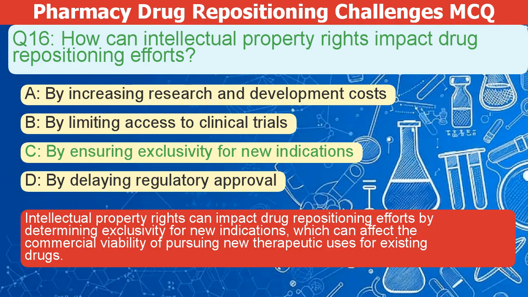The correct answer is C. Intellectual property rights can impact drug repositioning efforts by determining exclusivity for new indications. This can affect the commercial viability of pursuing new therapeutic uses for existing drugs.